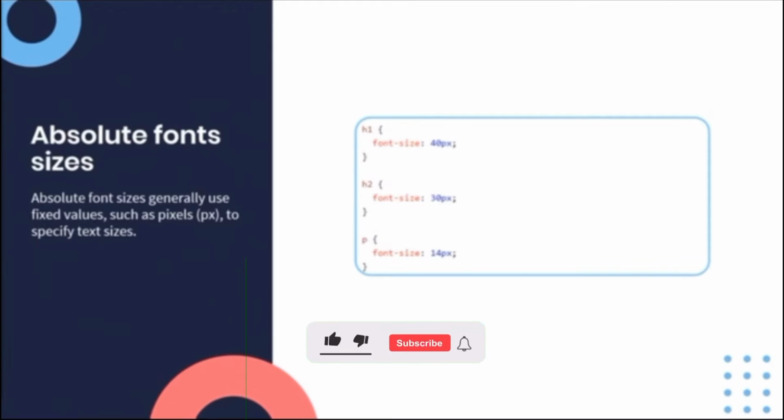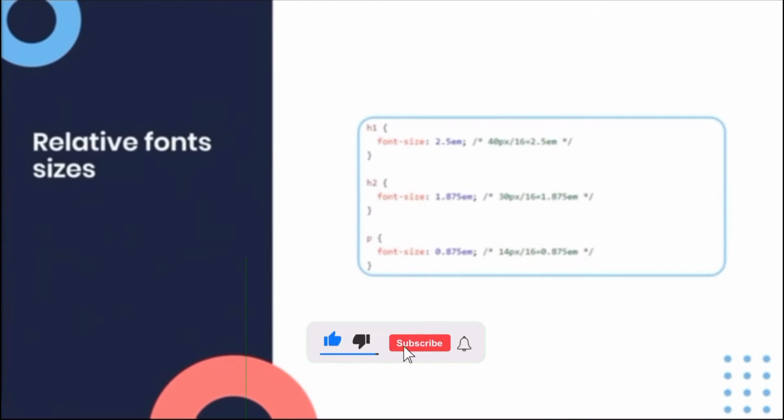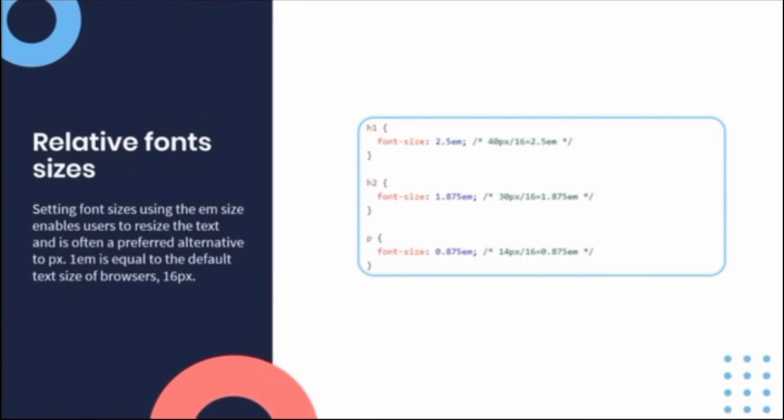Now, on the other end of the spectrum, we also have relative font sizes. And here things work slightly differently. There's actually a formula to this. So when setting font sizes using the EM size, instead of the pixels, it enables users to resize the text depending on their device. So the value is not hard-coded as it is with using pixels, for example. So 1 EM is essentially equal to 16 pixels, and that's how we can convert these values.